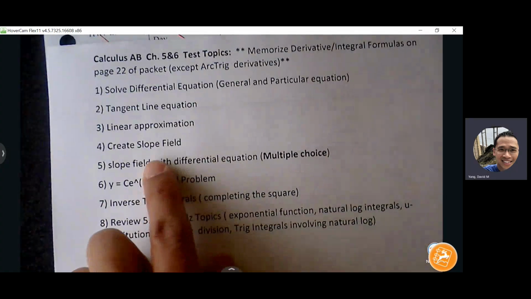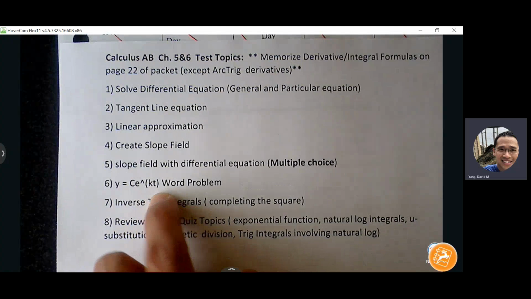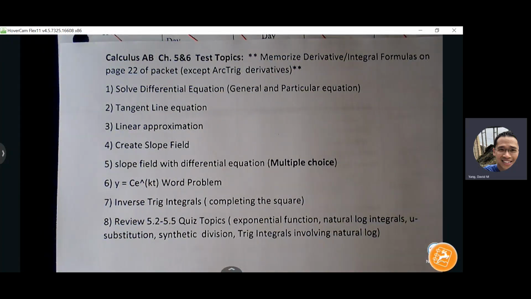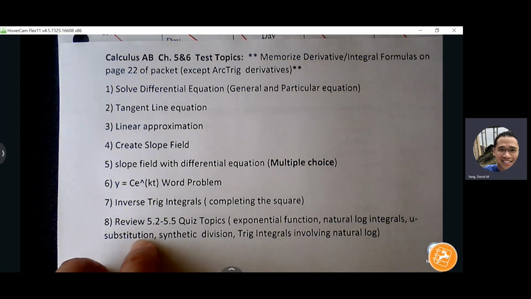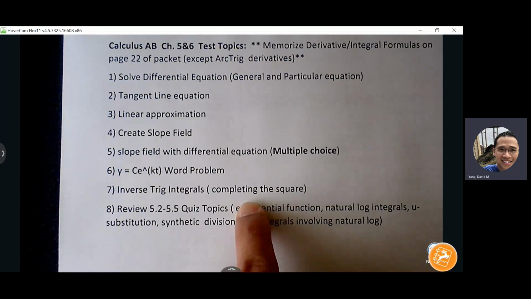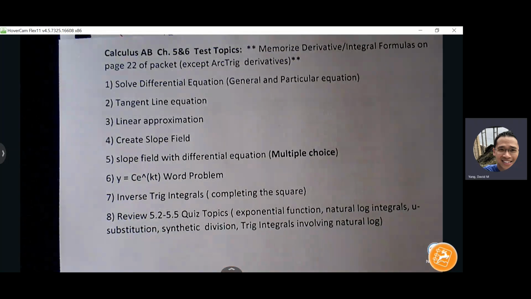We'll also do one of these in class, Ce to the kt word problem, where you're not really doing any calculus because you know that y prime equals ky will produce this equation. And then you're just creating 3 ordered pairs and then solving for C, solving for k, and then finding your approximation for the last value. Inverse trig integrals, knowing when to apply those u-substitution problems, and also problems that involve completing the square. And then reviewing the quiz topics, which I'll go over towards the end of the class.